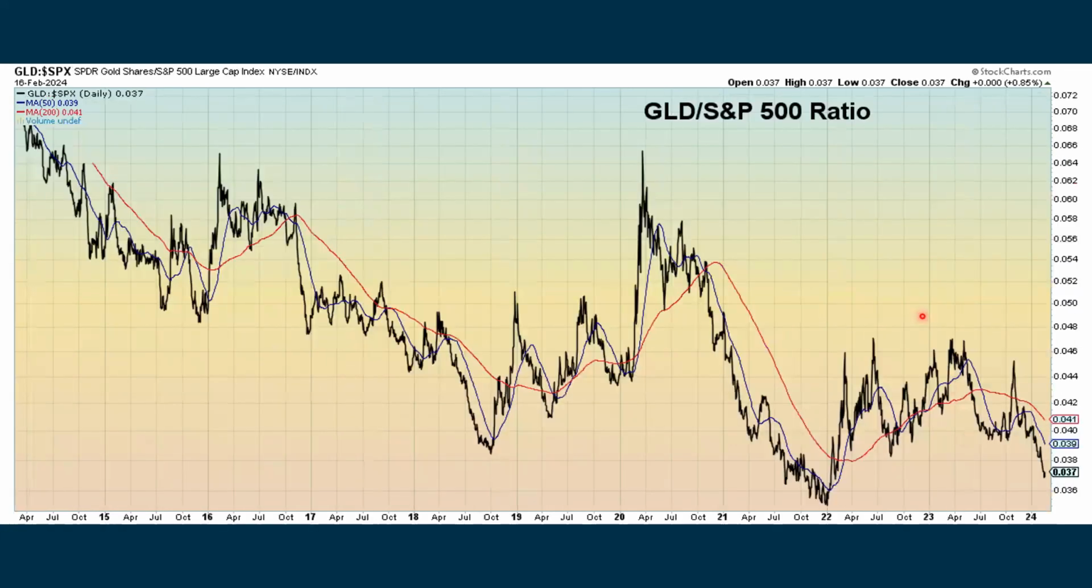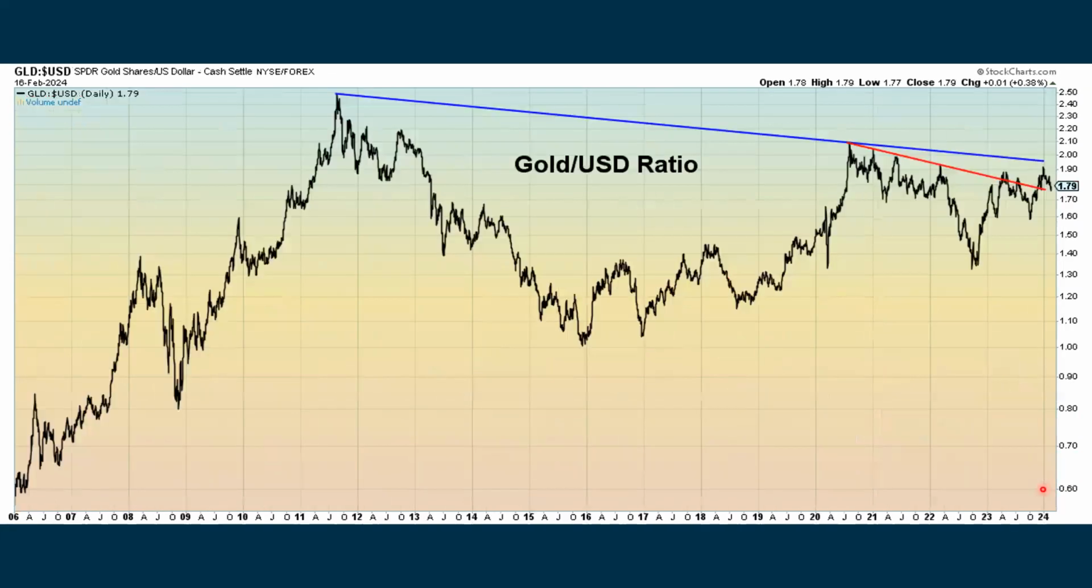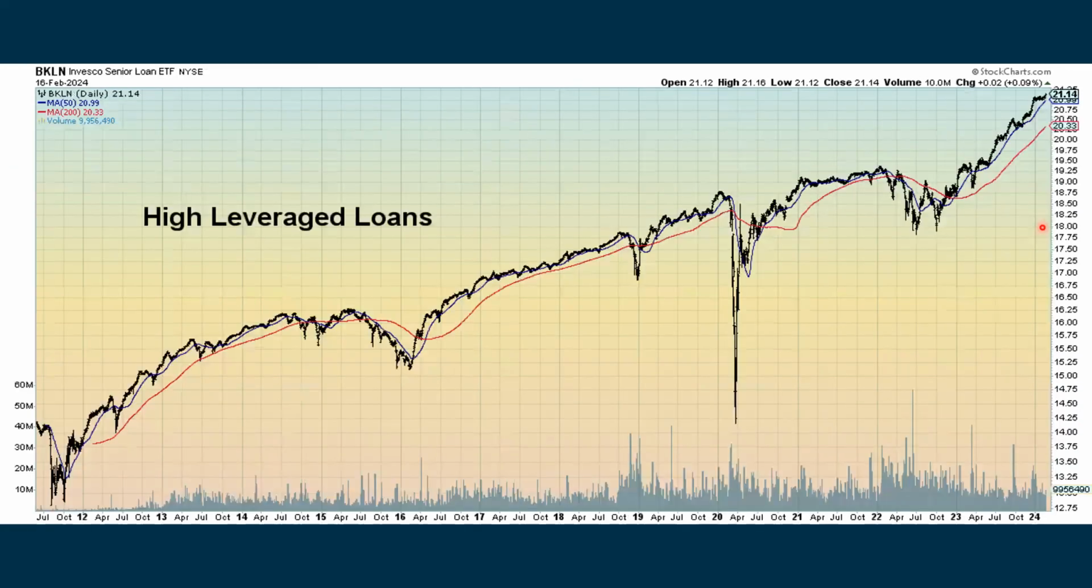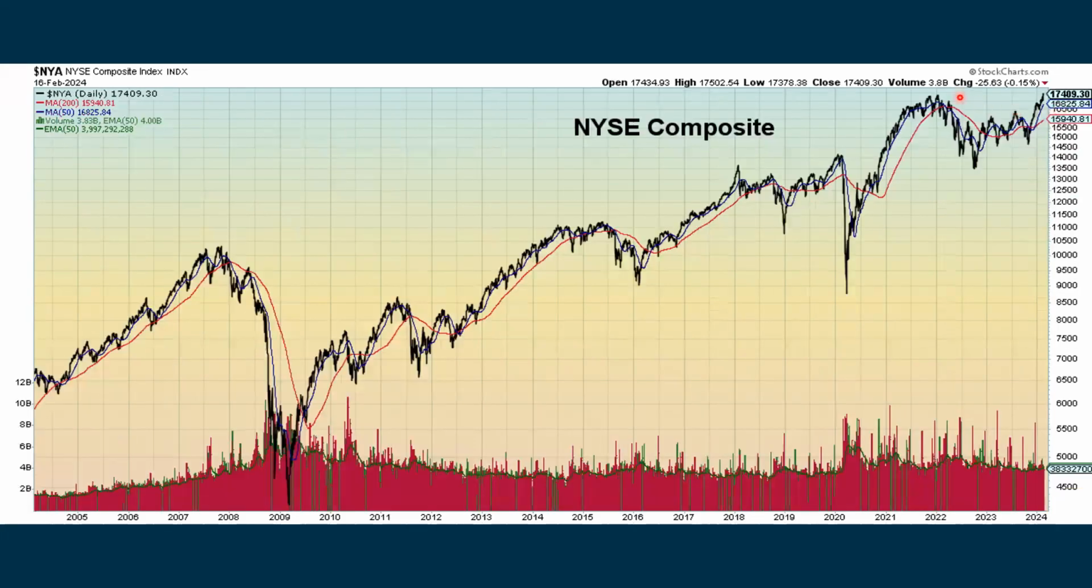And then gold has been underperforming the S&P. And gold has also been underperforming the dollar as the dollar's been rebounding. These are high leverage loans, very risky loans, which are pretty much setting all-time highs, it seems like every other day now. And the NYSE composite, really close to setting an all-time high and in an uptrend.